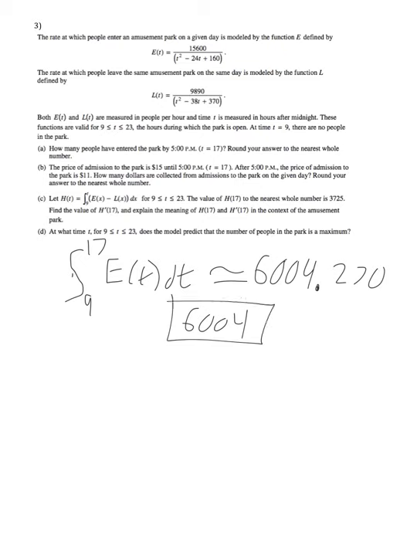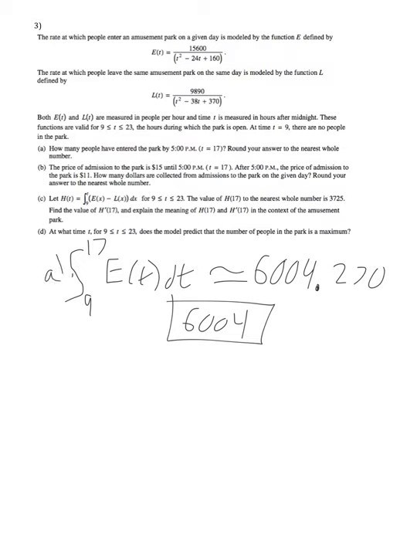Part B, now we're talking about the price of admission. It's $15 up until 5 p.m., and after that the price drops to $11. How many dollars are collected from admissions on a given day? We need to figure out how many people paid $15, which is how many people entered up until 5 p.m., and then how many people paid $11, which is how many people entered between 5 p.m. and when the park closes at time t equals 23.